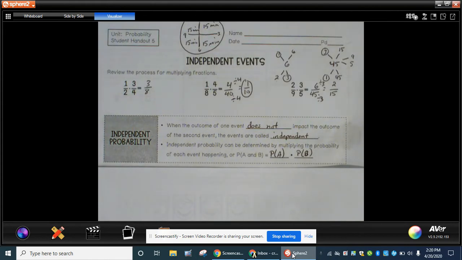Flipping a coin is either heads or tails, right? Rolling a dice, you get 1, 2, 3, 4, 5, or 6. One of those events does not impact the outcome of the other event. That's where we get independent probability from.